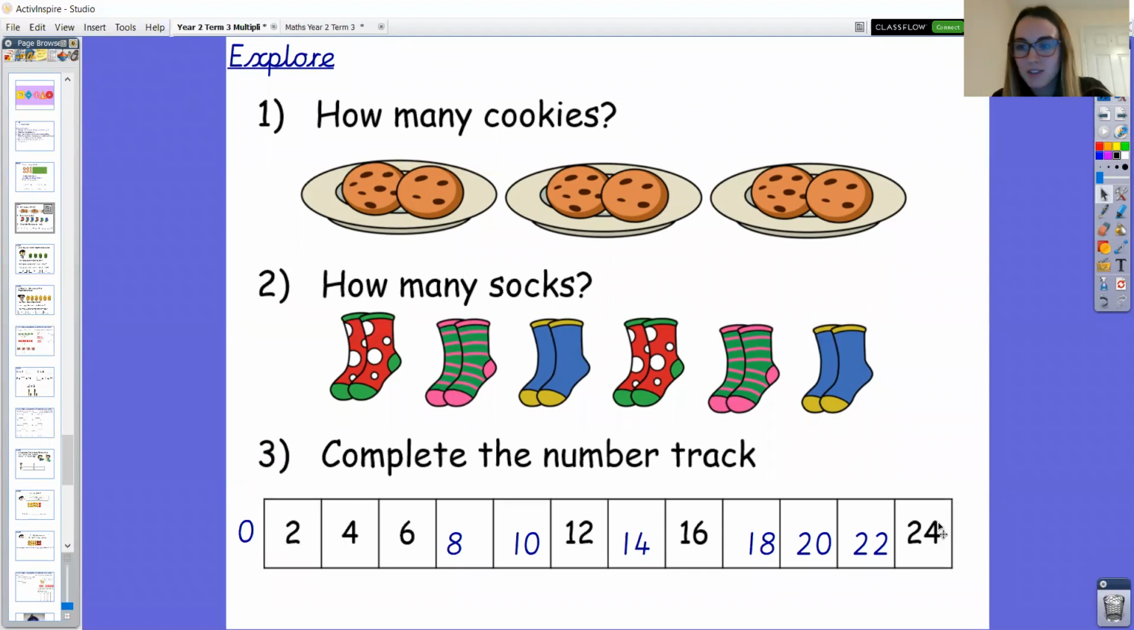I wonder if we can count backwards in our 2s. Let's go. 24, 22, 20, 18, 16, 14, 12, 10, 8, 6, 4, 2, 0. Well done, Year 2. That's super.